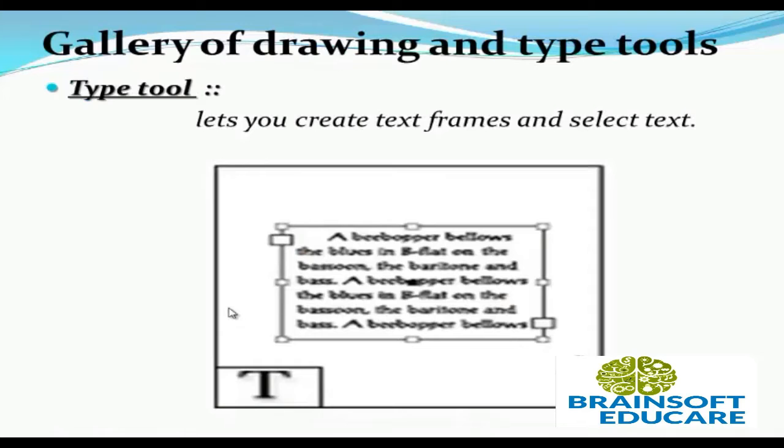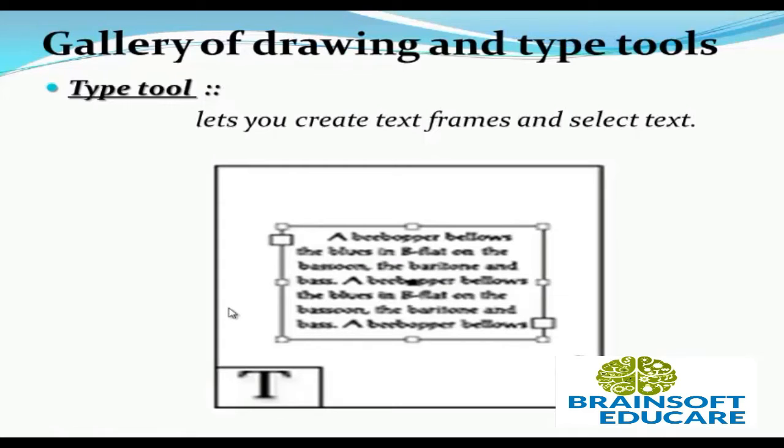Fifth one is the type tool. It is used to create text frames and select text. This is the example of the type tool. Select a particular domain, then write the text that you want.